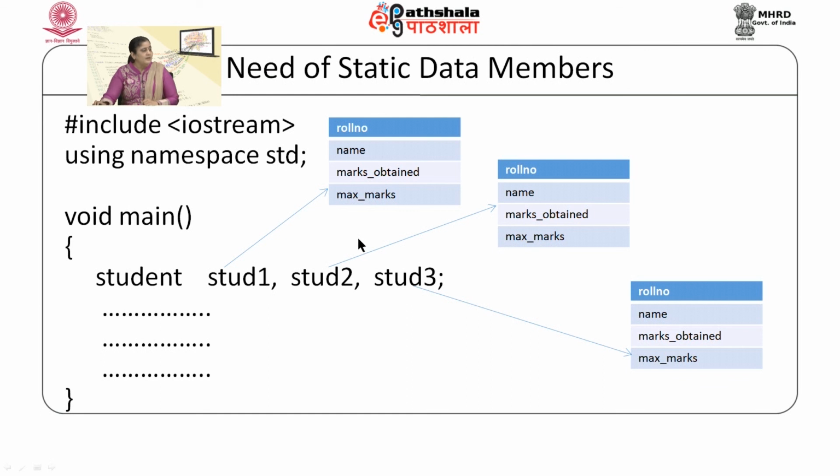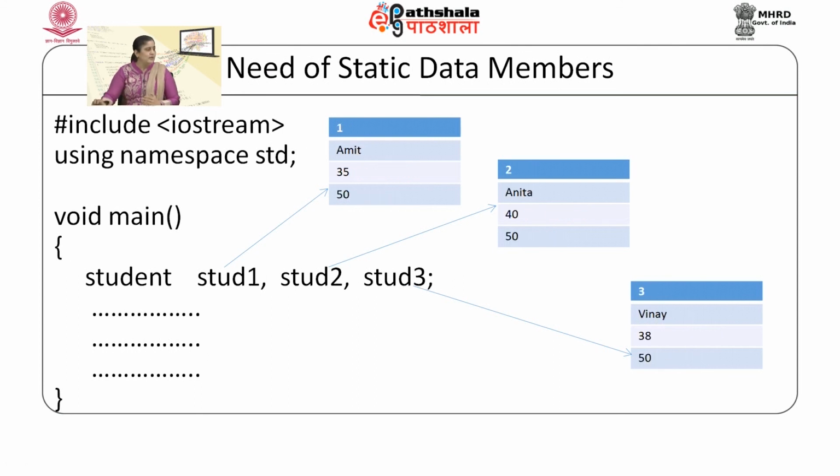You would see here that roll number would be different for all the 3 students, name will be different for all the 3 students and marks obtained will be different for 3 students, but you would observe that maximum marks will be a common value for all. For example, let us assume that these are the values held in these 3 objects. These are the objects to store the data of 3 different students having roll number 1, 2 and 3, having the names Amit, Anita, Vinay, and the marks obtained by these 3 students are also different, 35, 40 and 38, but you would see that maximum marks are common in all the 3 students.